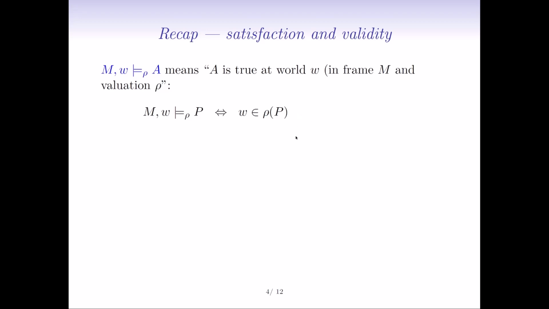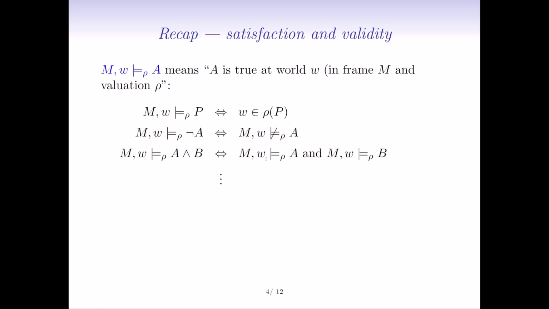Then we have the clauses for the propositional connectives, and I haven't bothered to write them all down because they are the same as for propositional logic. So for example, not A is true at world W if and only if A is not true at world W. And a conjunction A and B is true at W just in case A and B are both true at W, and so on. You can fill in the rest.